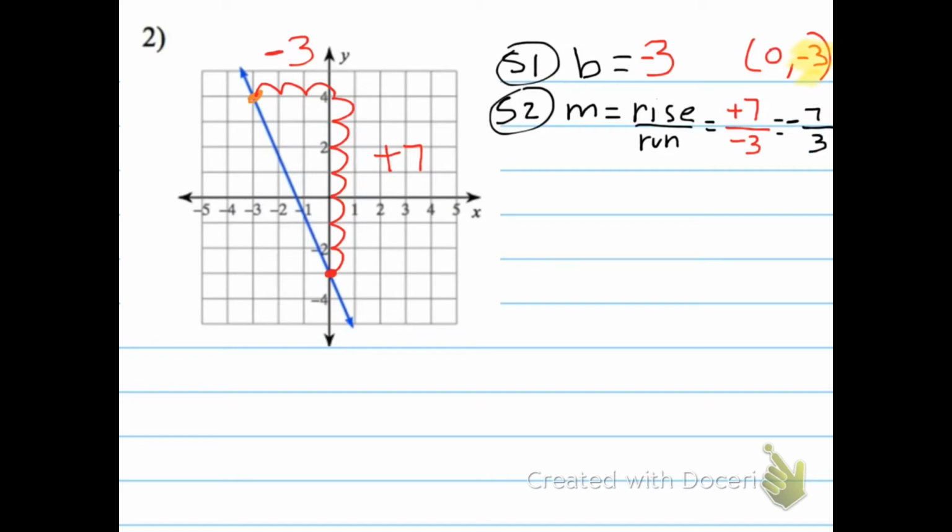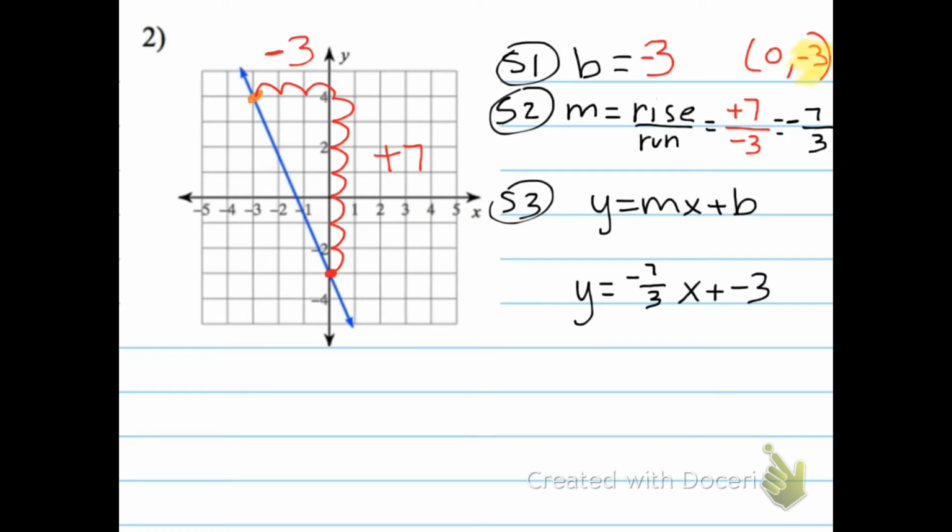Okay. Step 3 will be plug in the b and the m into our slope-intercept form. So we got y equals mx plus b. Our m is negative 7 over 3. X plus a negative 3. However, right here at plus negative, we can go ahead and just write minus 3. So y equals negative 7 over 3 x minus 3.